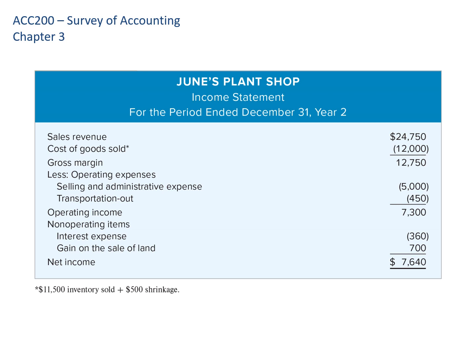So that affects her bottom line net income, but it lets a reader see what was the result of the core purpose of her business selling plants. That was an operating income of $7,300.